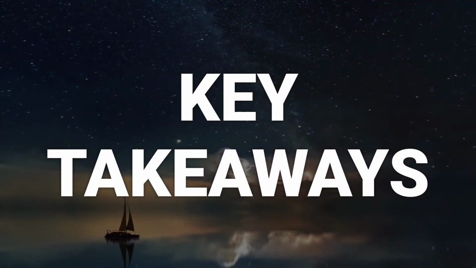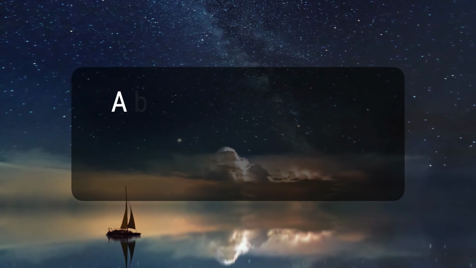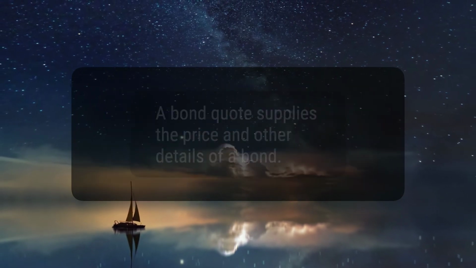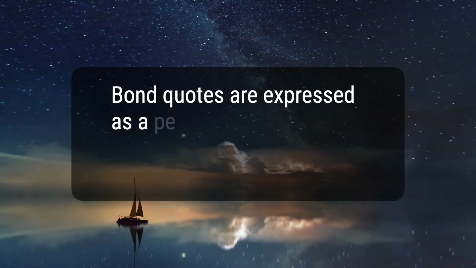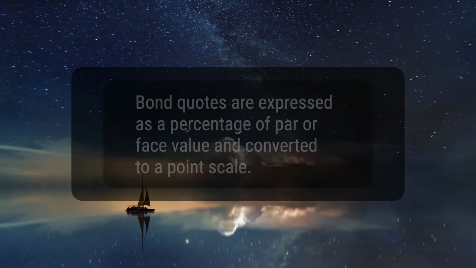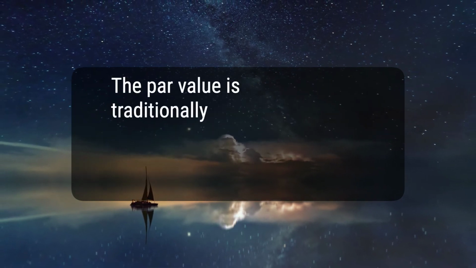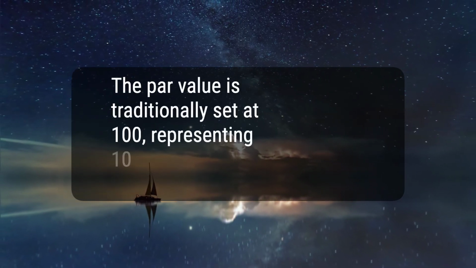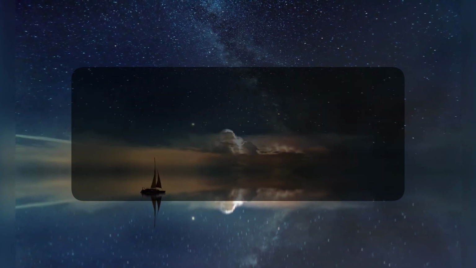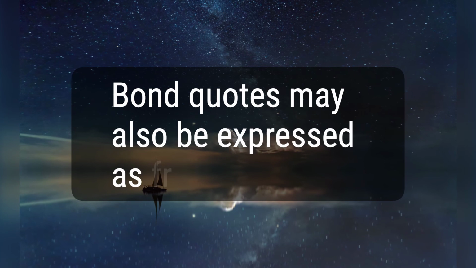Here are 4 key takeaways. 1. A bond quote supplies the price and other details of a bond. 2. Bond quotes are expressed as a percentage of par or face value and converted to a point scale. 3. The par value is traditionally set at 100, representing 100% of a bond's $1,000 face value. 4. Bond quotes may also be expressed as fractions.